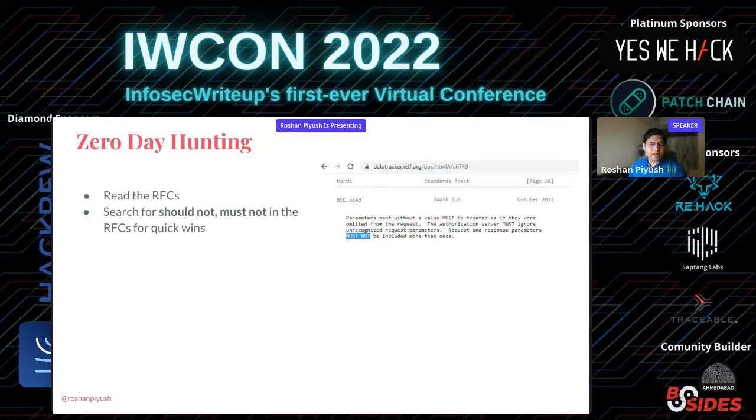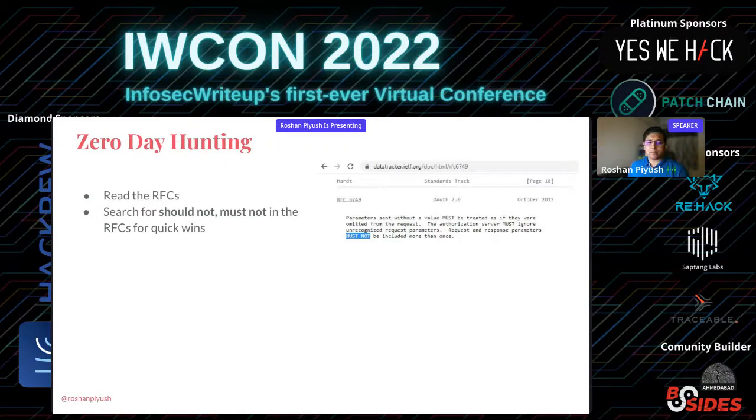Zero-day hunting. Read the RFCs. Even if you don't know what to attack, if you don't feel confident enough, just go and read the RFCs. It gives you great resources. Also search for "should not" and "must not" in the RFCs for a quick win. I've just added an example here.